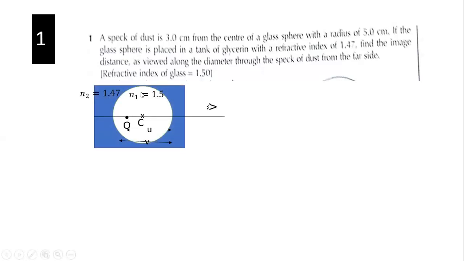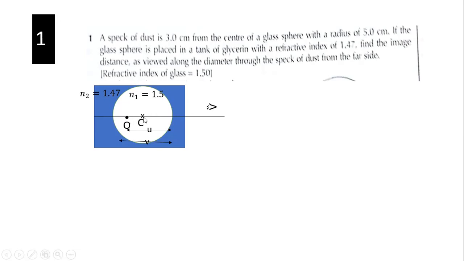There's your glass sphere, refractive index N1, 1.5. And then you have the refractive index of glycerin. The blue one is the glycerin. N2 is 1.47. I call it N1 because that is where your object is. This is your object, your dust.